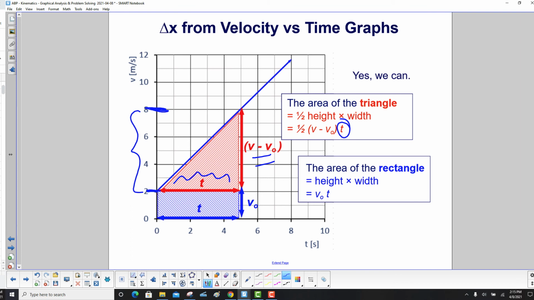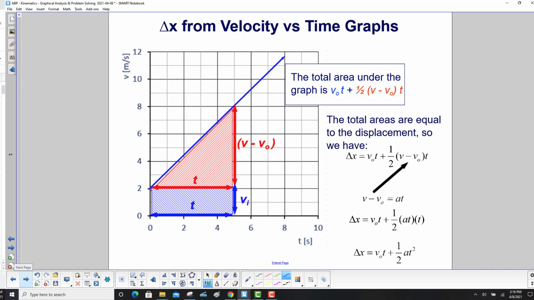The rectangle now has a width here of t for time, and its height is a constant v0. So the area of the rectangle, height times width, is v0 times t. So the total area under the graphed line is v0t plus 1/2 times (v minus v0) times t. The total area will now be equal to the displacement of the object or the runner. So we have delta x is v0t plus 1/2 (v minus v0) times t.